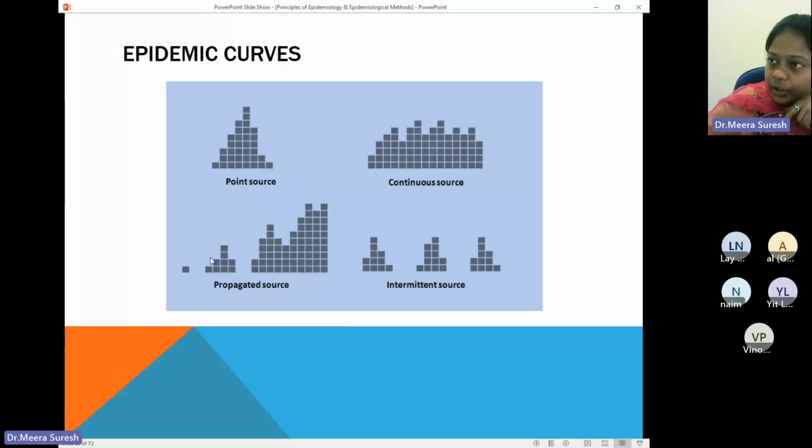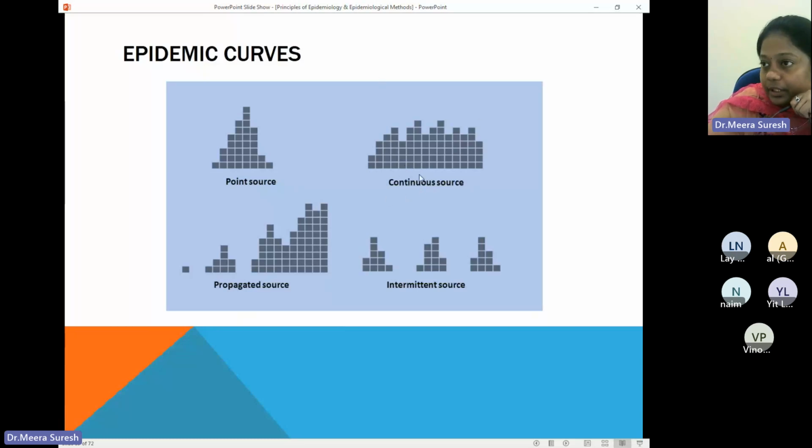And then it will go on like a propagation, like nuclear fission fusion, as we say. It will go on increasing, with many more cases, and then tail off, decreasing after a very long time. So that is the difference between continuous and propagated.